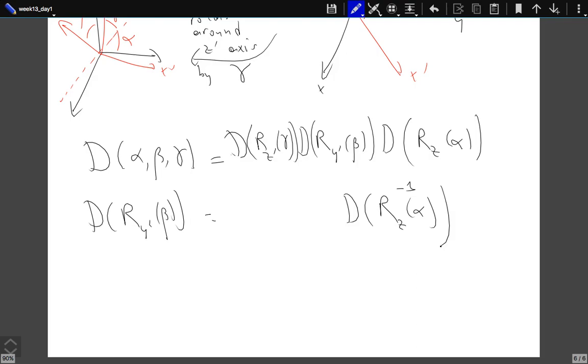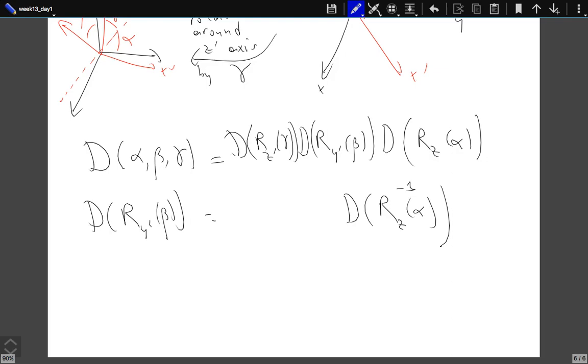You see, I will treat that first operation as a passive operation. I'm not rotating my system, but I'm rotating my coordinate axis. Well, passive rotations are the opposites of active rotations. So if you rotate your system around the z-axis by, let's say, theta, it is the same thing as rotating your coordinate axis around the z-axis by minus theta. So that's why I have the inverse over there.